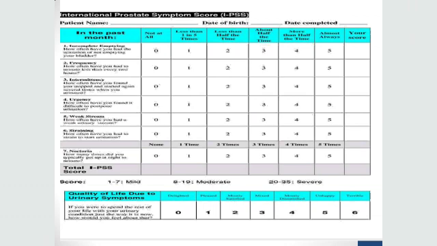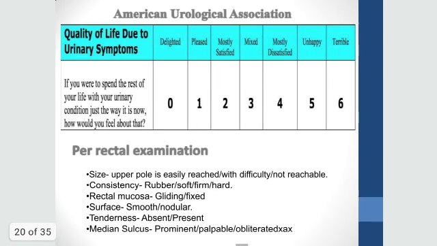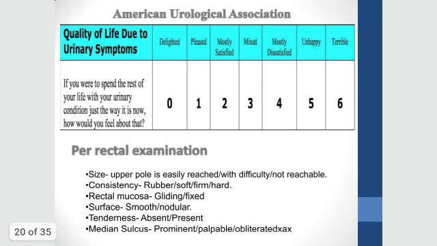We have to examine what is the quality of life due to the urinary symptoms. So if you were to spend the rest of your life with your urinary condition just the way it is, how would you feel about it? This scoring helps in deciding the requirement of surgery or treatment.